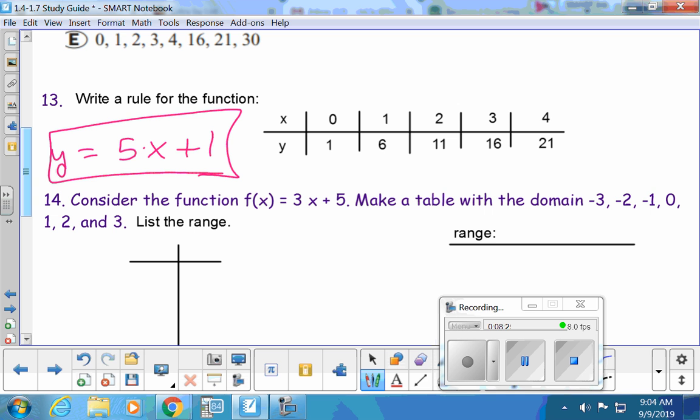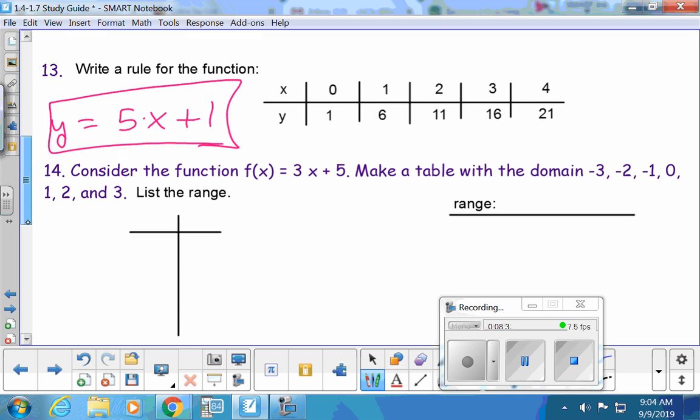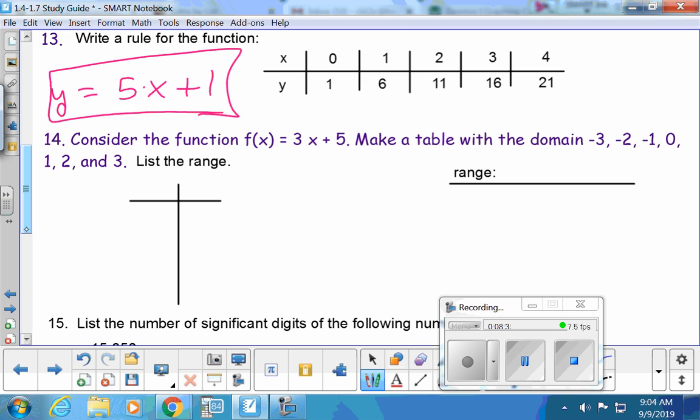14. This is one where you kind of had the homework last night. They're going to provide you the domain. That's their way of saying use these x values in your chart. Domain is x values. So -3, -2, -1, 0, 1, 2, and 3 are all x values. Now, do you know how we're going to fill out the y values? Caspian? We're going to put the X in.